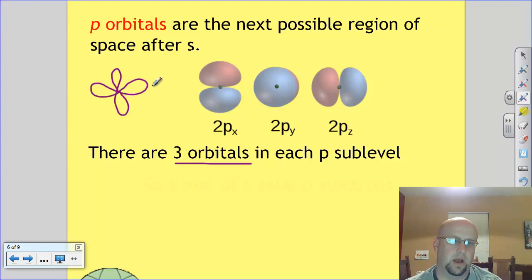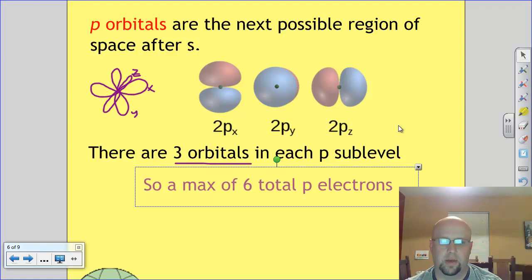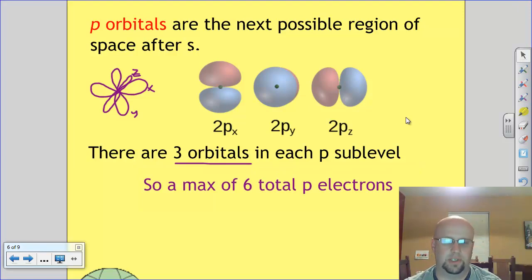So you've got an x-axis, you've got the y-axis, and then you've got one coming in, like picture that as going right into your face, and then back into the board. Those are x, y, and z, and that's what these are: x, y, and z orbitals. And since p has 3 orbitals within a sublevel, that means that it can hold a maximum of 6 total electrons. So making pretty good sense so far.